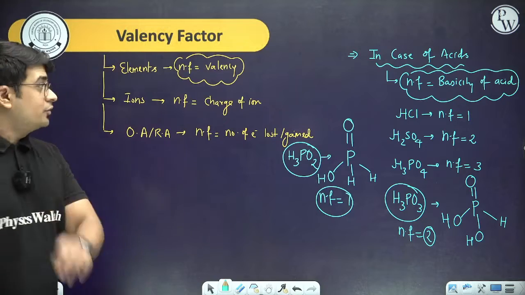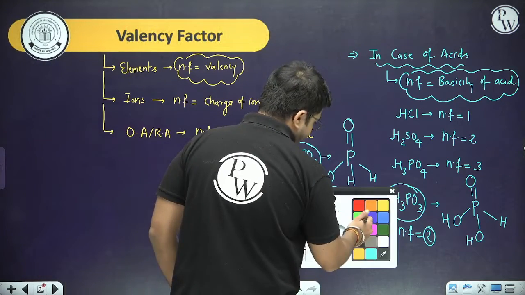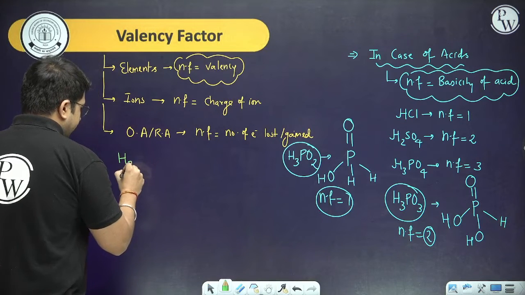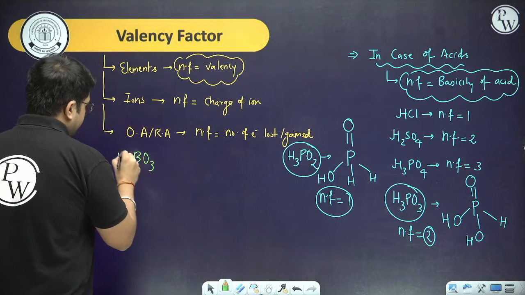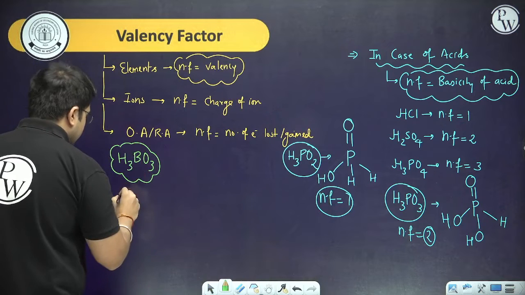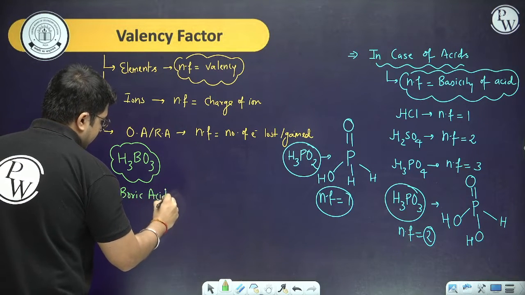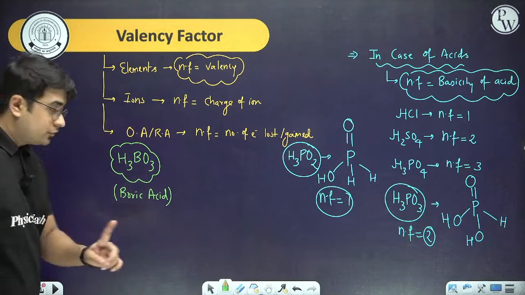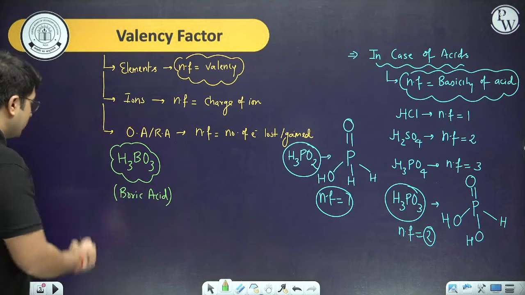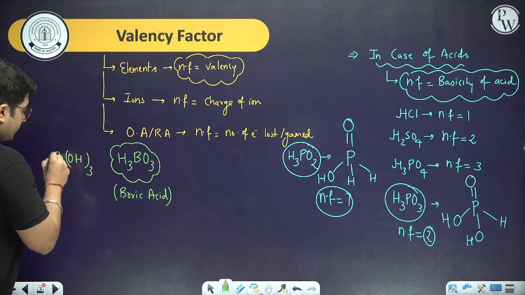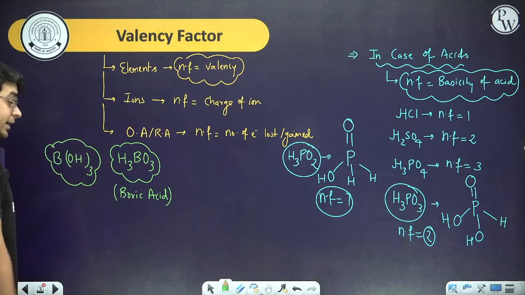Now the most confusing one among these is H3BO3, which is boric acid. Don't get confused whenever it is written as H3BO3 or B(OH)3, both are same. Both are actually same, so don't get confused.